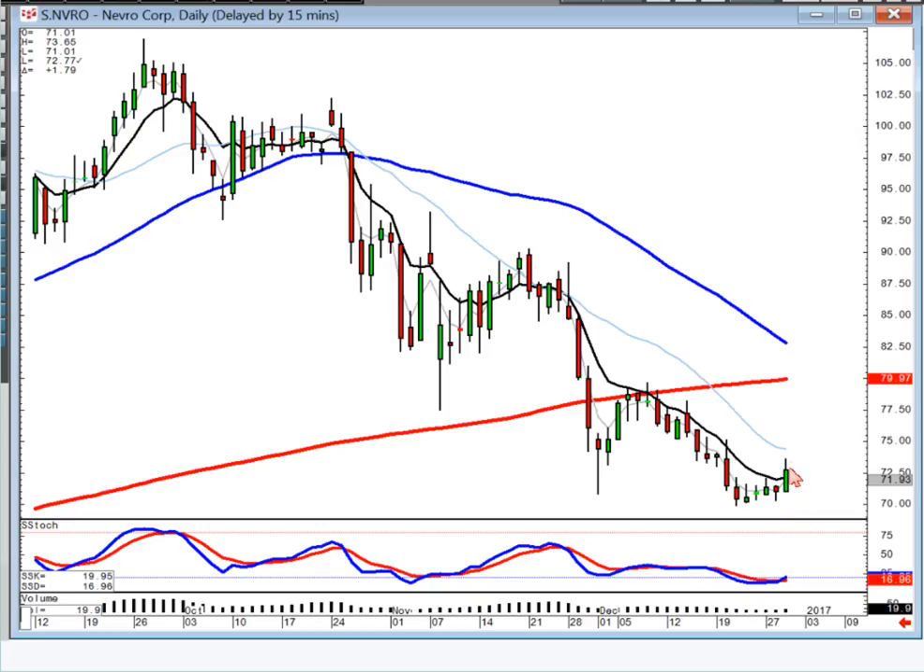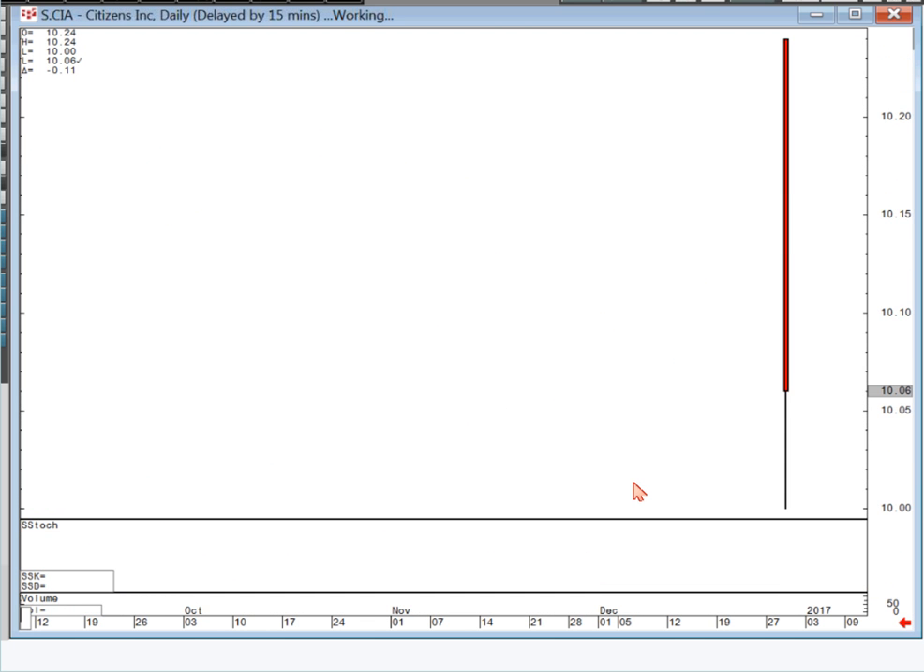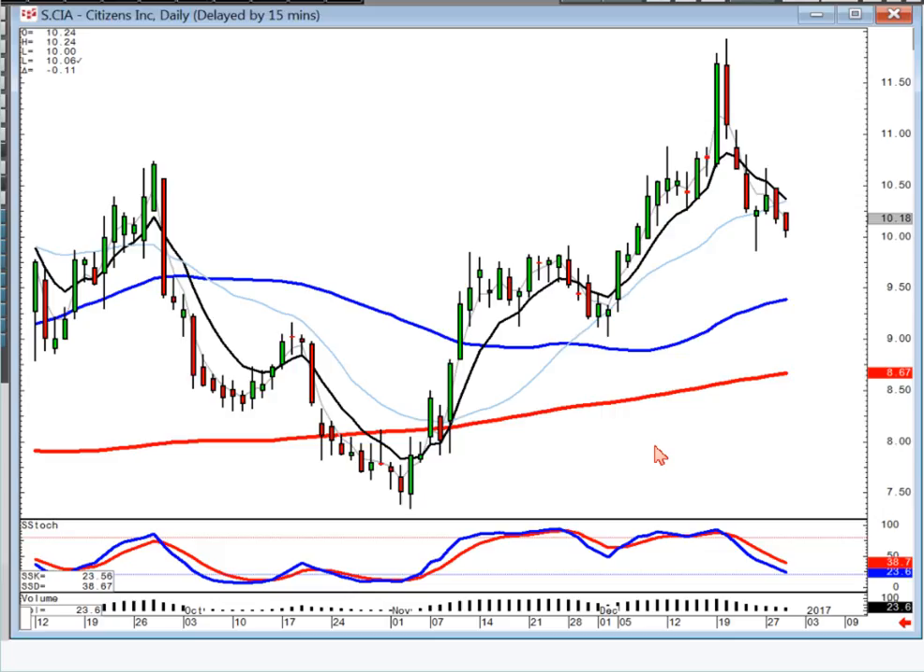NVRO, you can be buying this one on positive trading. Obviously, you want to break this downtrending channel, so you need to see some more bullish conviction. CIA, stay short. The bigger the signal, the more compelling there's been a change of investor sentiment.